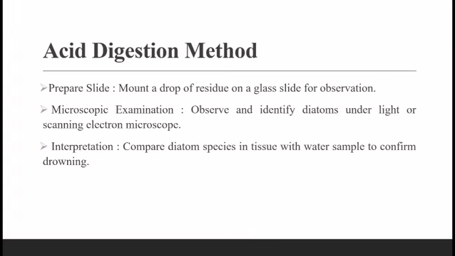After the centrifugation, we have to rinse it several times with distilled water to remove any traces of acid. Next, we have to prepare the slide. We have to mount a drop of the residues we got after the centrifugation on a glass slide for observation. And then we will observe these slides under the microscope to identify diatoms. We can do it under a light microscope or scanning electron microscope. The last step involves interpretation of the result, in which we will compare the diatom species in the tissue with the water sample to confirm it was an antemortem drowning.